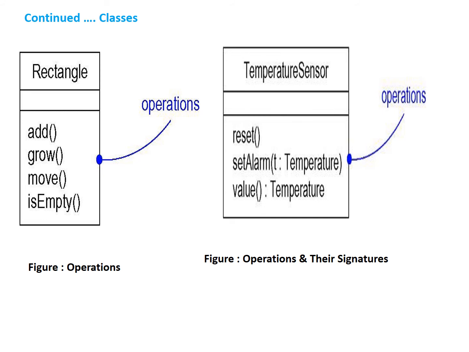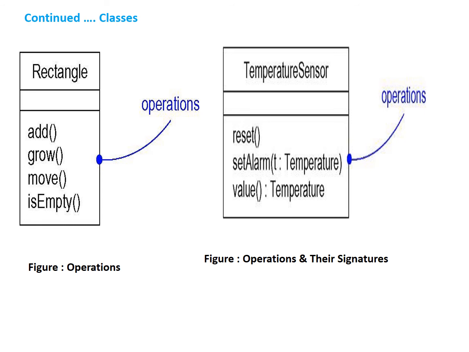Operations can also be specified by stating their signature. Here, reset, setAlarm and value are the operations available in the TemperatureSensor class. Reset is the operation without any arguments, whereas setAlarm is the operation with one argument, that is t, and the value operation returns a value of type Temperature.